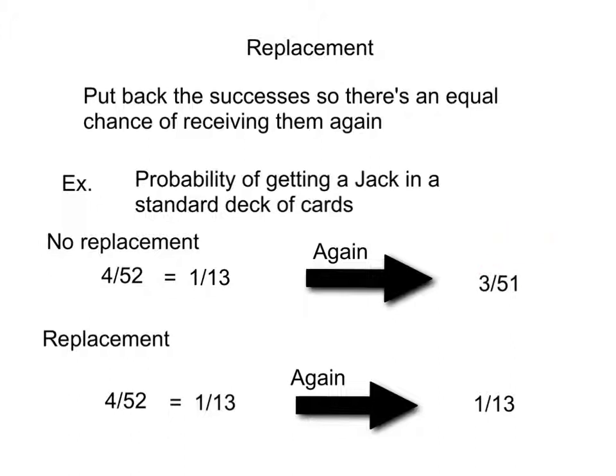But if we do replacement, we have 1 out of 13, and if we do it again, we still have 1 out of 13 because we're putting back the jack. So when you replace something, it's independent again, and you're just as likely to get a jack the second time as you were the first time. When you don't replace things, it's not independent anymore, and it's not going to be an equal chance of receiving a jack. In any case, sometimes the test will have marbles or cards, that sort of thing.